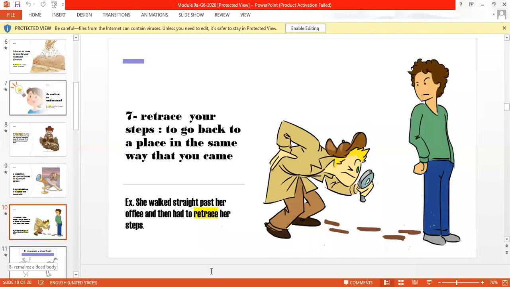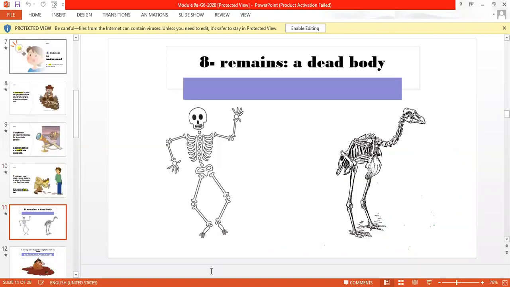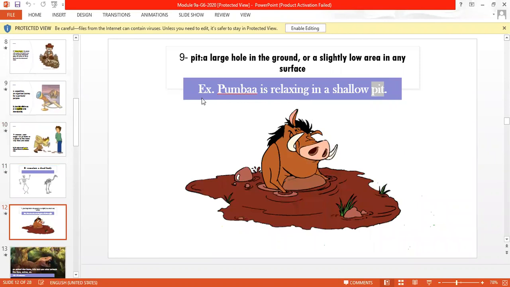Okay, after that I have remains. Remains, like a dead body. These are remains. It means not the full body with the skin, the flesh, the eyes. No, just the remains, the bones of someone or an animal that died. A pit is a large hole in the ground or a slightly low area in any surface. This is a pit. You will find it lower than the rest of the ground, or the type of the ground. Here, like Bomba is relaxing in a shallow pit.